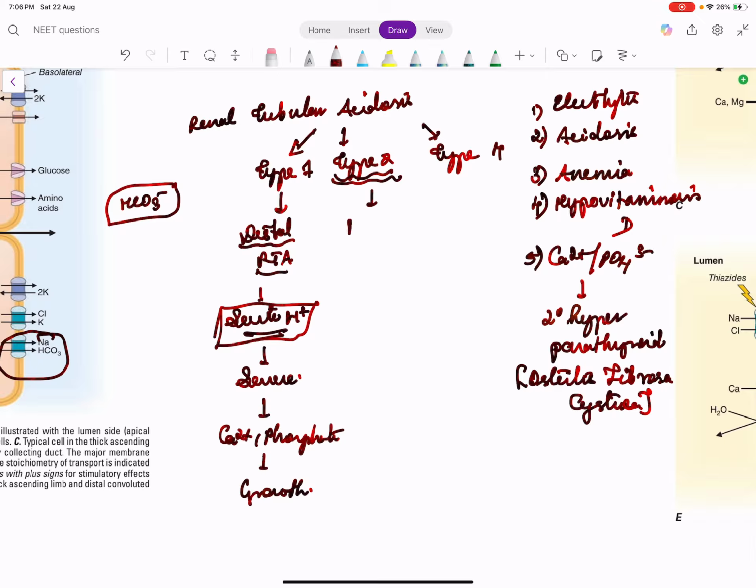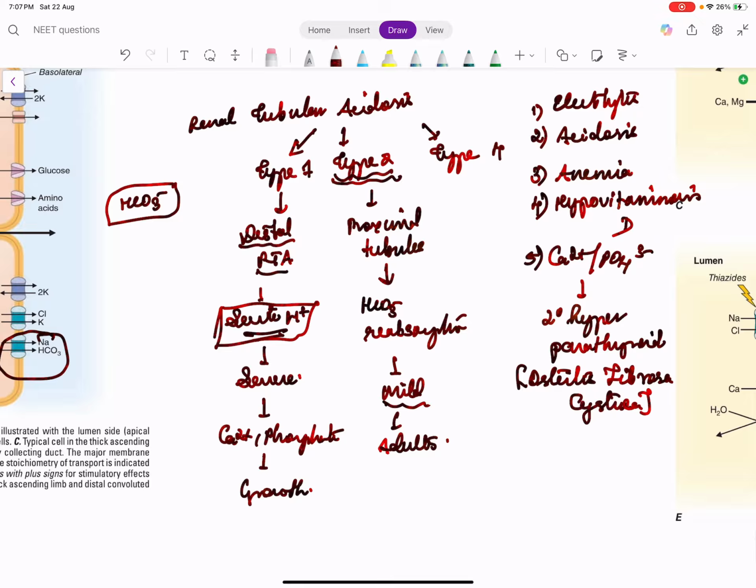Type 2 is a problem with the proximal tubules. I told you proximal tubule, the function is bicarb reabsorption. So this bicarb reabsorption is affected. Here the disease is mild because whatever acidosis occurs due to proximal tubular dysfunction, the distal tubules compensate for it. So even though bicarb is not reabsorbed in the proximal tubule, the distal tubules compensate by secreting H+, so this will be mild. This occurs in adults.